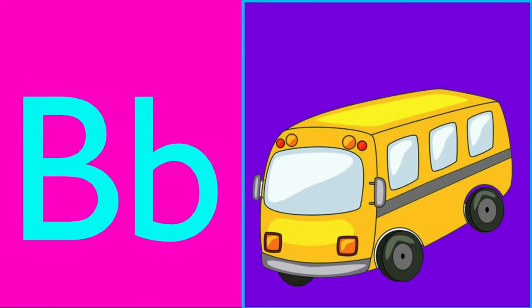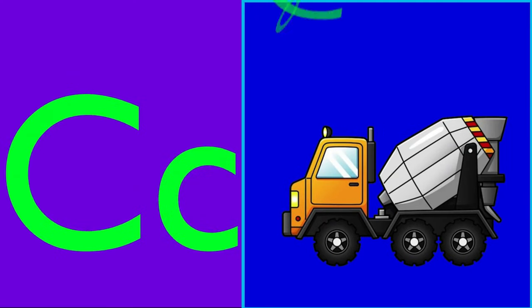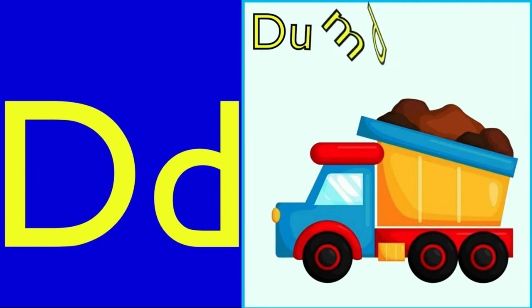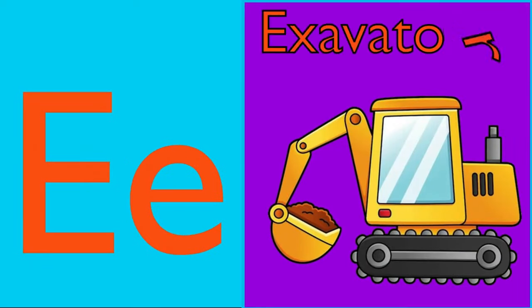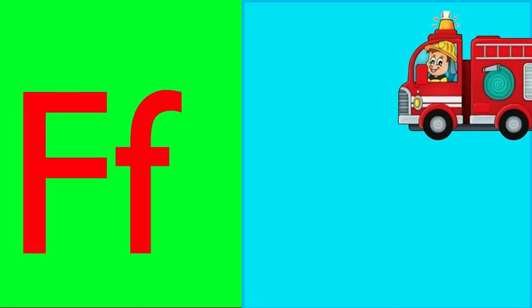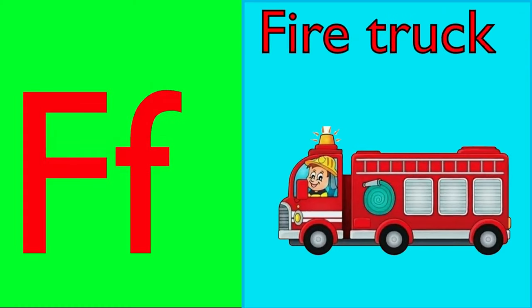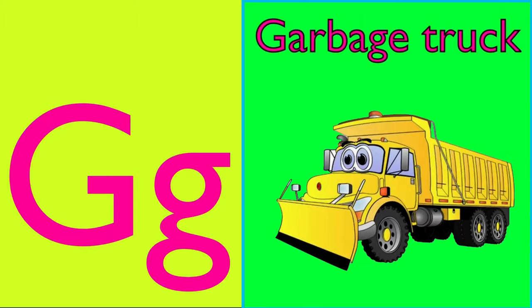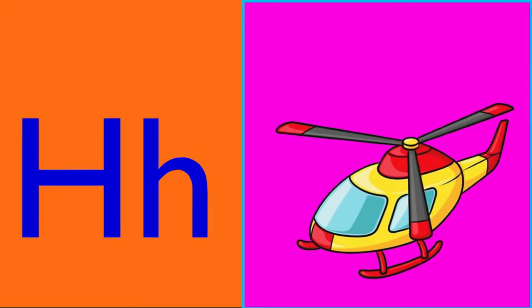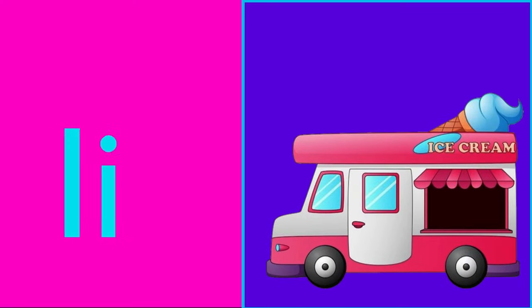A is for airplane. Airplane. B is for bus. Bus. C is for concrete mixer. Concrete mixer. D is for dump truck. Dump truck. E is for excavator. Excavator. F is for fire truck. Fire truck. G is for garbage truck. Garbage truck. H is for helicopter. Helicopter.